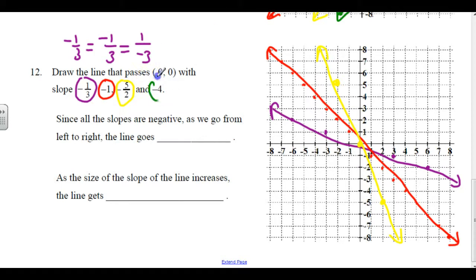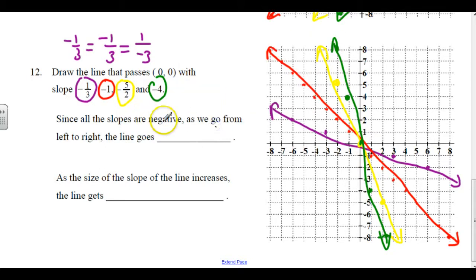And the green line, -4. Go down 4, right 1. Down 4, right 1. Go up 4, left 1. Go up and left. And draw the line.